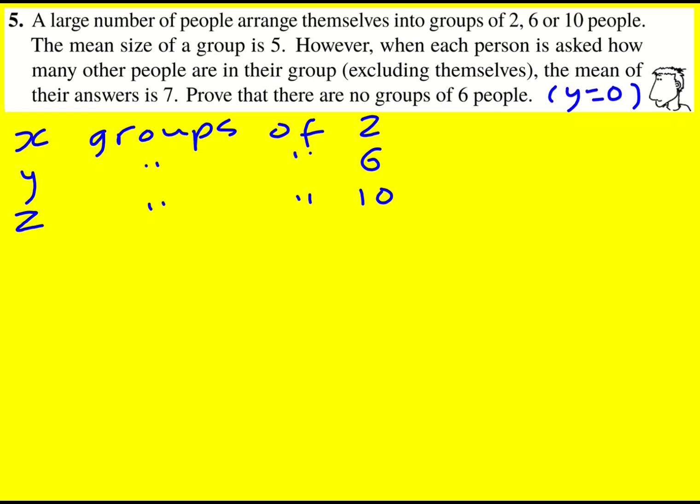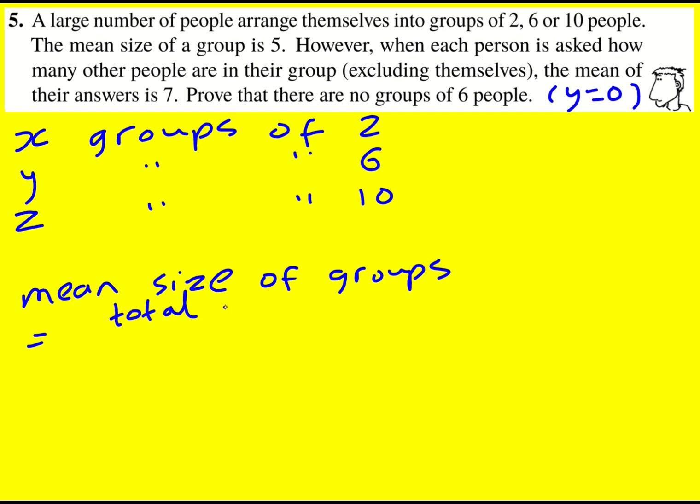So if there are X groups of 2, then that means there are 2X people in these groups. Actually, let me just write that. This mean size of groups is going to equal the total number of people divided by the total number of groups.